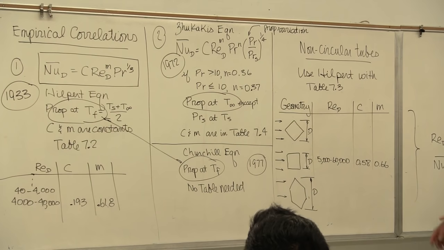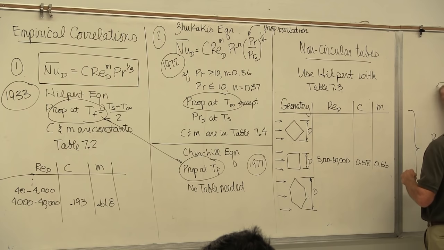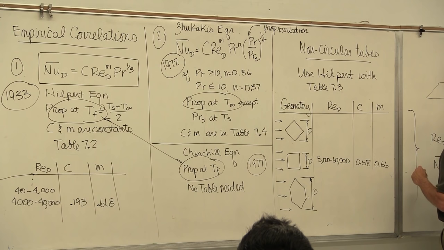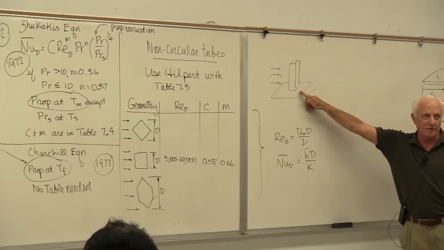For instance, I could put a square tube like this. It's really a fin. I attach a fin to a heated surface to take heat out. This could be an electronics package. I want to take heat out. I put 100 fins like that on this thing and blow air over it. Okay, what do I do? Okay, right here.